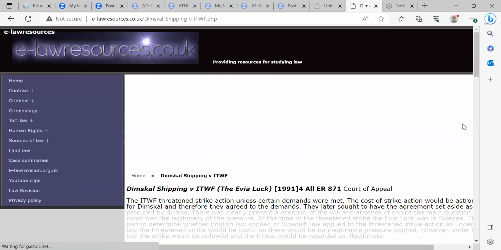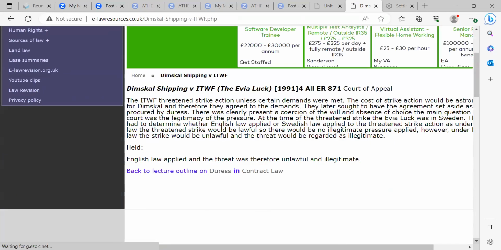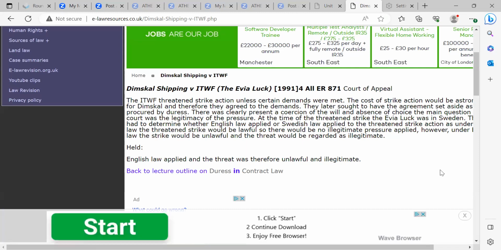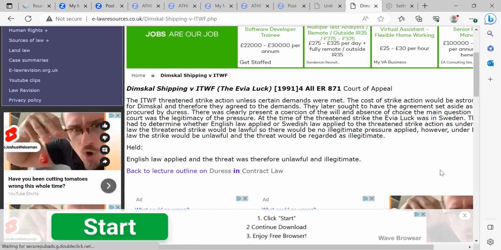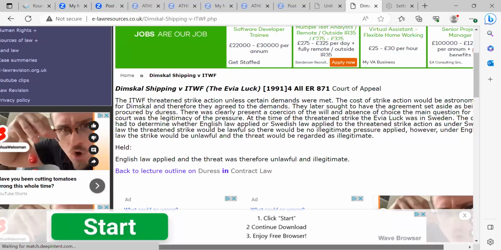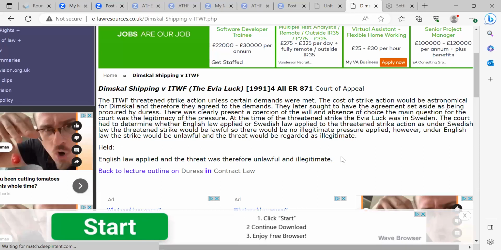So in this case, just a little bit about it, the ITWF threatened strike action unless certain demands were met. The cost of the strike would be astronomical for Dimskal, and therefore they agreed to the demands. They later sought to have the agreement set aside as being procured by duress. There was clearly present a coercion of will and absence of choice. The main question for the court was the legitimacy of the pressure.